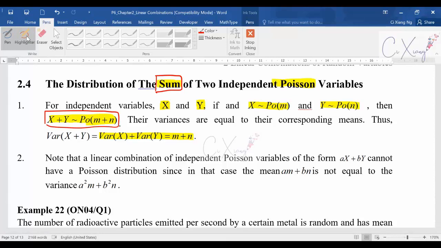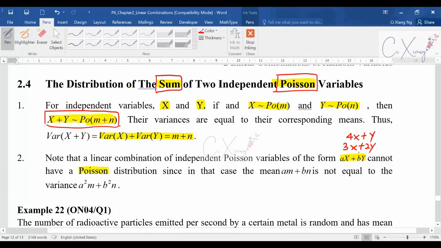For Poisson distribution, a linear combination of independent Poisson variables of the form aX plus bY cannot have a Poisson distribution. Generally for Poisson variables, when they want you to calculate the total, they will always ask you to find X plus Y only. They will not ask you to find the probability for 3X plus 2Y, or 4X plus Y, something like that. It is always restricted to X plus Y only in our syllabus.